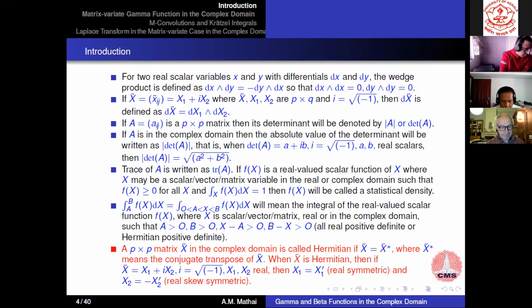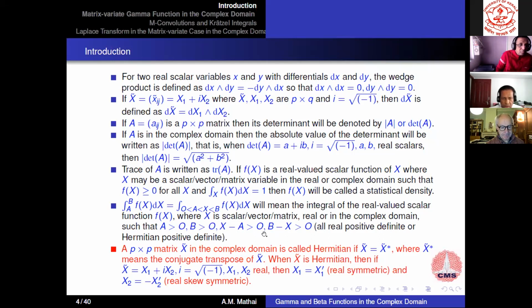Now, when I write the integral from A to B of f(X) dX, where A and B are constant matrices, this means A is positive definite, B is positive definite, X minus A is positive definite, B minus X is positive definite. And the corresponding quantities in the complex domain also.